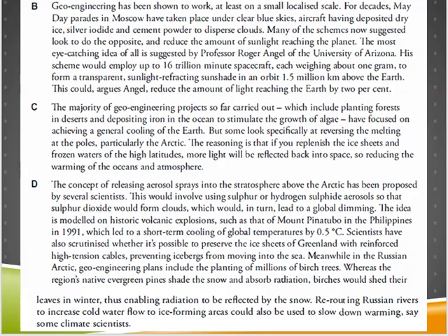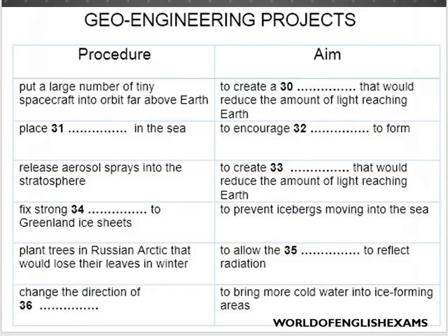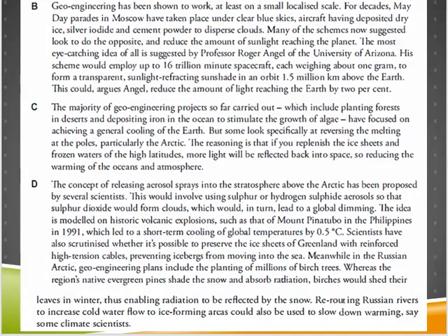This could, argues Angel, reduce the amount of light reaching the earth. So what is helping to reduce the amount of light reaching the earth? Yes, it is a transparent sunlight refracting sunshade. But here we need to write in one single word. So the answer would be sunshade. Sunshade is the answer. Next.